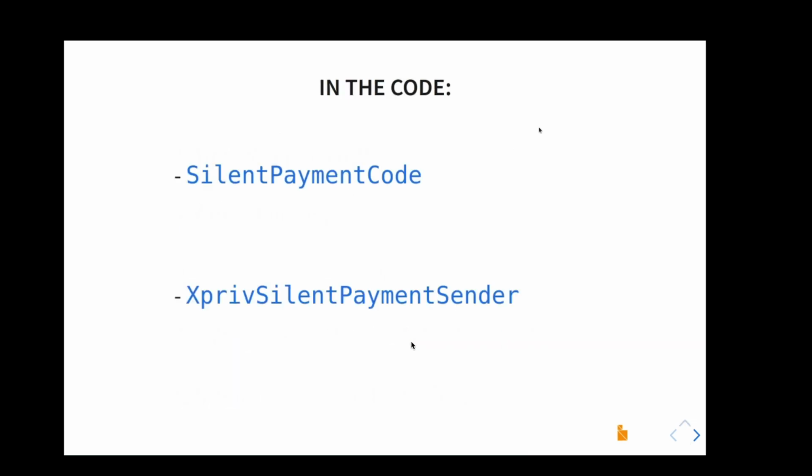And I implemented that in two structures. One is SilentPaymentCode, and the other is the XPrv silent payment sender. So if you go to Bitcoin DevKit BDK-SP, that's where you are going to find that code. So let me show you if we can.